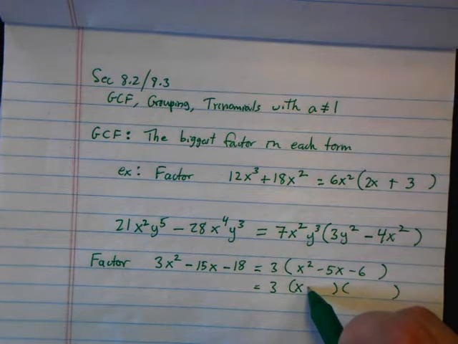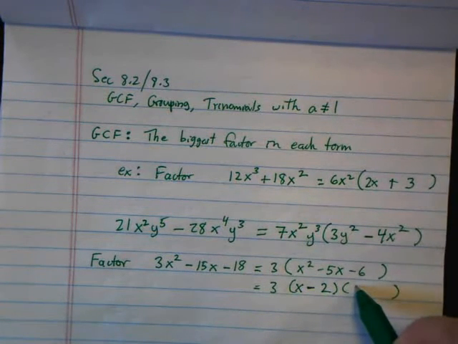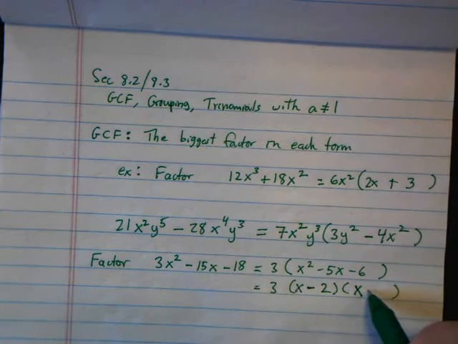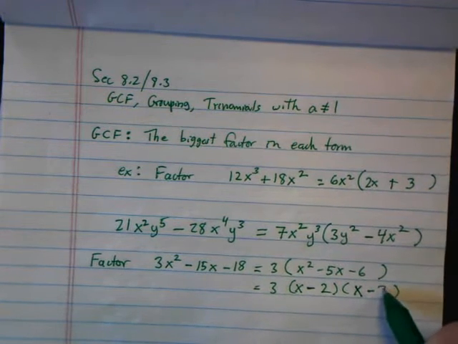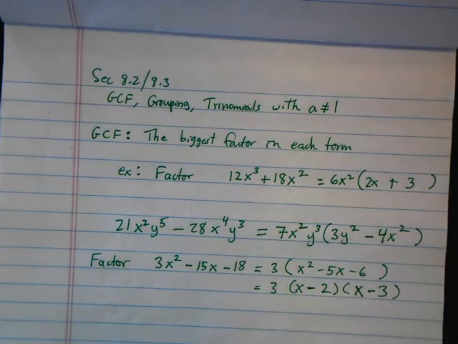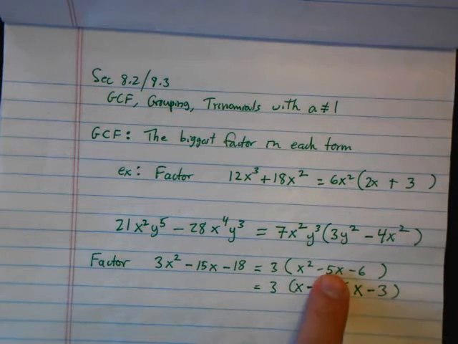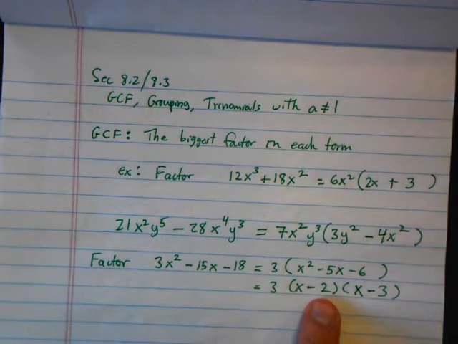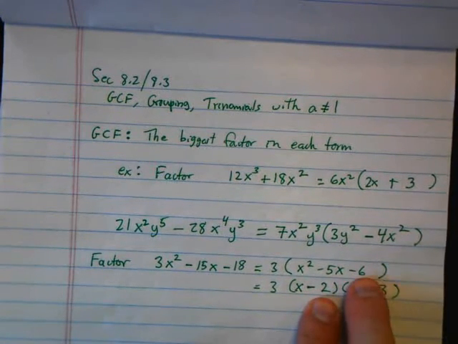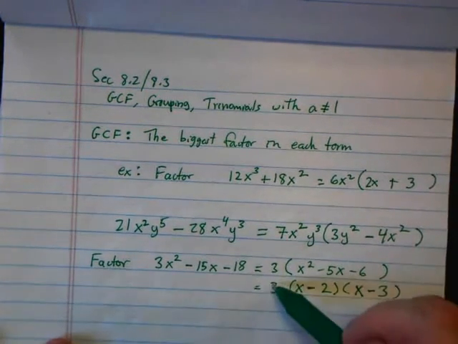x minus 2, x minus 3? I don't think that's right. Why not? What's wrong with that? Negative 2 and negative 3 does give the negative 5. But unfortunately, negative 2 times negative 3 gives a positive 6. So you got to be careful. You got to make sure you get them both right. That's a very easy mistake to make right there. That's not the right answer, unfortunately.